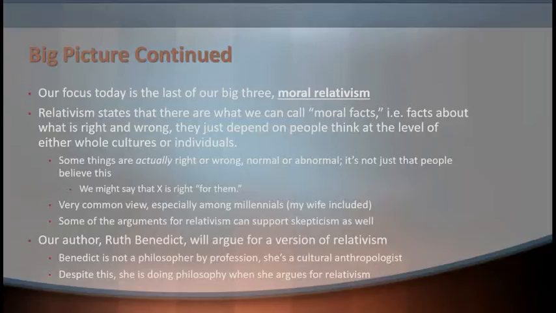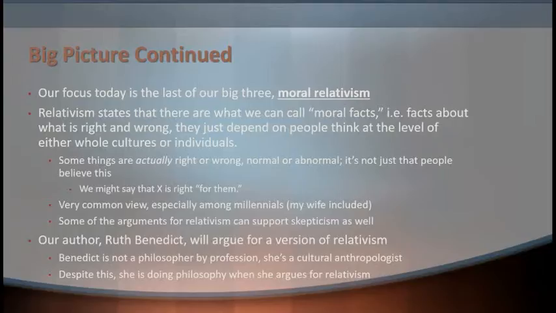Now, relativism states that there is what I'll be calling moral facts. That is, facts about what is actually right and wrong. And relativism states that there are such things, they just depend on what people think at the level of either whole cultures or individuals. So, it is true that some things are right or wrong, that is, they're normal or abnormal. It's not just that some people believe it, but because it's relative and dependent on what those people think, it's not just some fact of the universe, it's arising out of human behavior in some way.